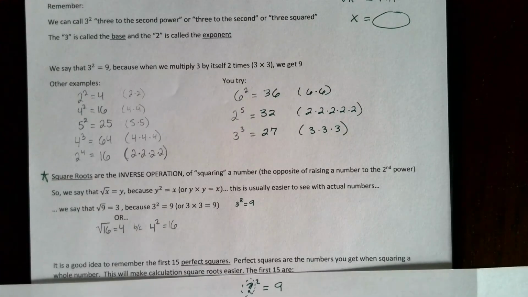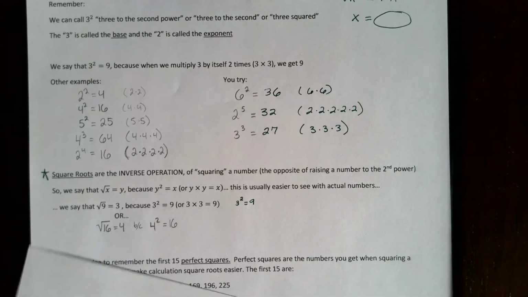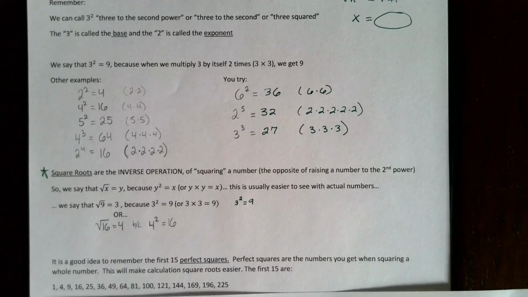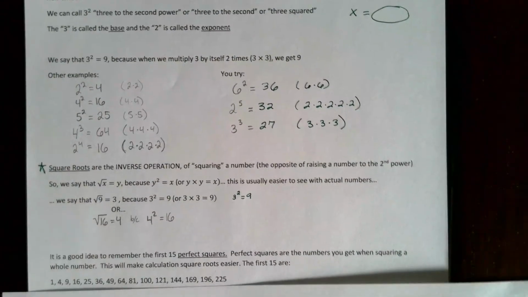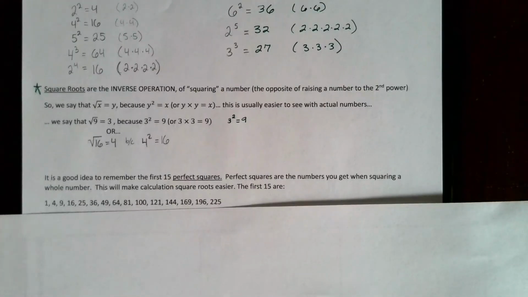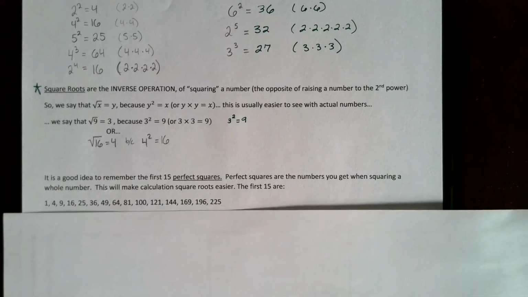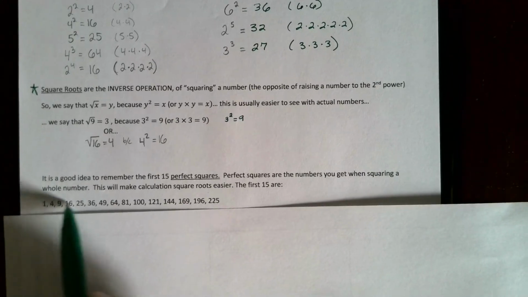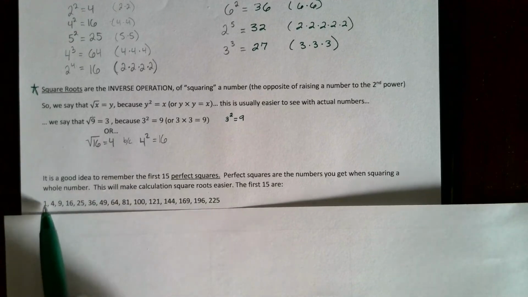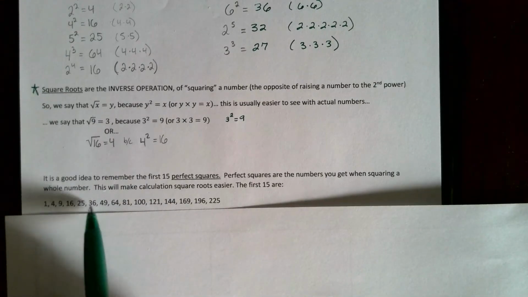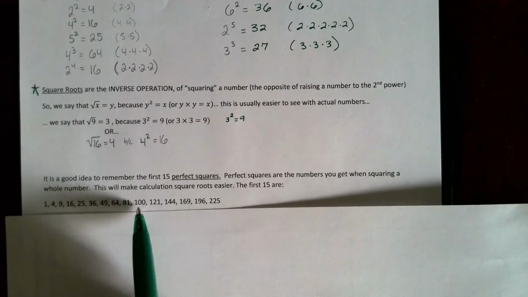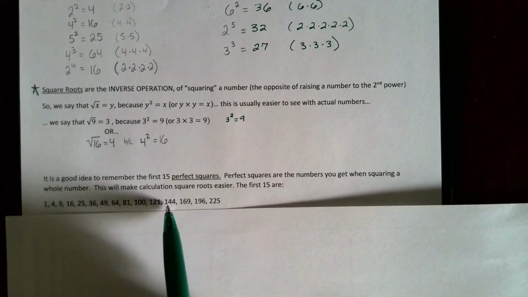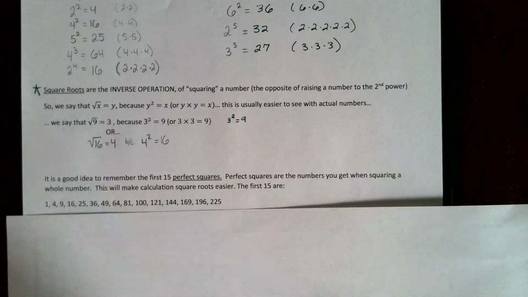It's a good idea to remember the first 15 perfect squares. Perfect squares are numbers that you get when you square a whole number. These are the ones that you can take a square root of and get a nice answer. So here are the first 15 perfect squares: 1, 4, 9, 16, 25, 36, 49, 64, 81, 100, 121, 144, 169, 196, and 225.